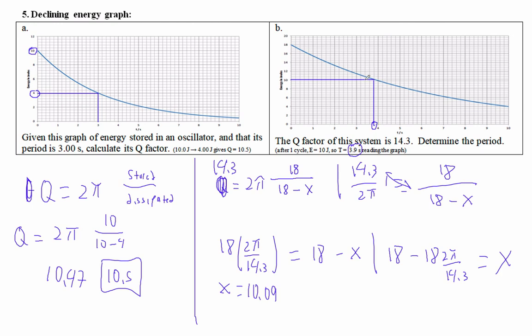But that's what you do, right? You figure out what that energy is after 1 cycle, then go and read the graph. That's your period. Okay. Obviously, since it's graph reading here, there's going to be some leeway as to what exactly the actual answer is.